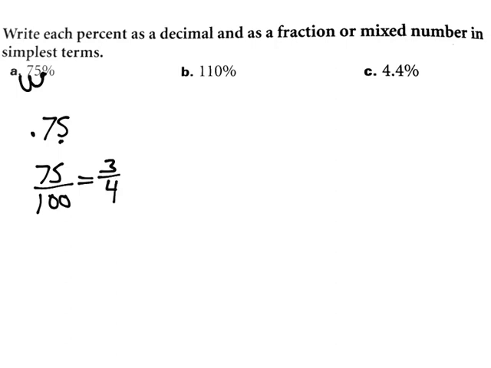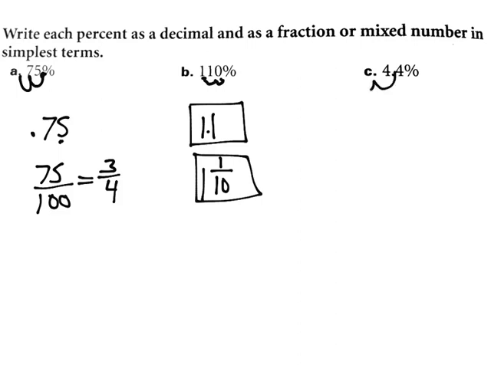Okay, 110, the decimal's right there. You move it 2, you end up with 1.1. Do not need to write the 0. And then to write that as a mixed number would be 1 and 1 over 10, because it's in the 10 spot. That does not reduce, and that is your fraction. That is your decimal.